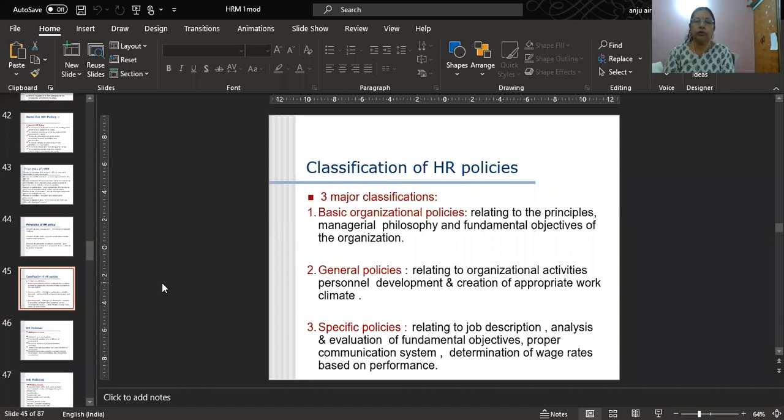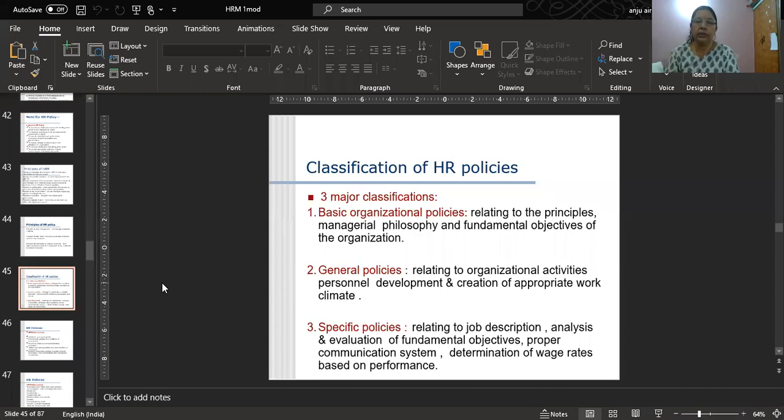Now, classification of HR policies. There are three classifications of HR policies. One is the basic organizational policies, second is the general policies, and the third is the specific policies. So, organizational policies is relating to the organization. What are the managerial policies of the management? What is the philosophy of management, what are their principles, what are their values? That will become the basic organizational policies.